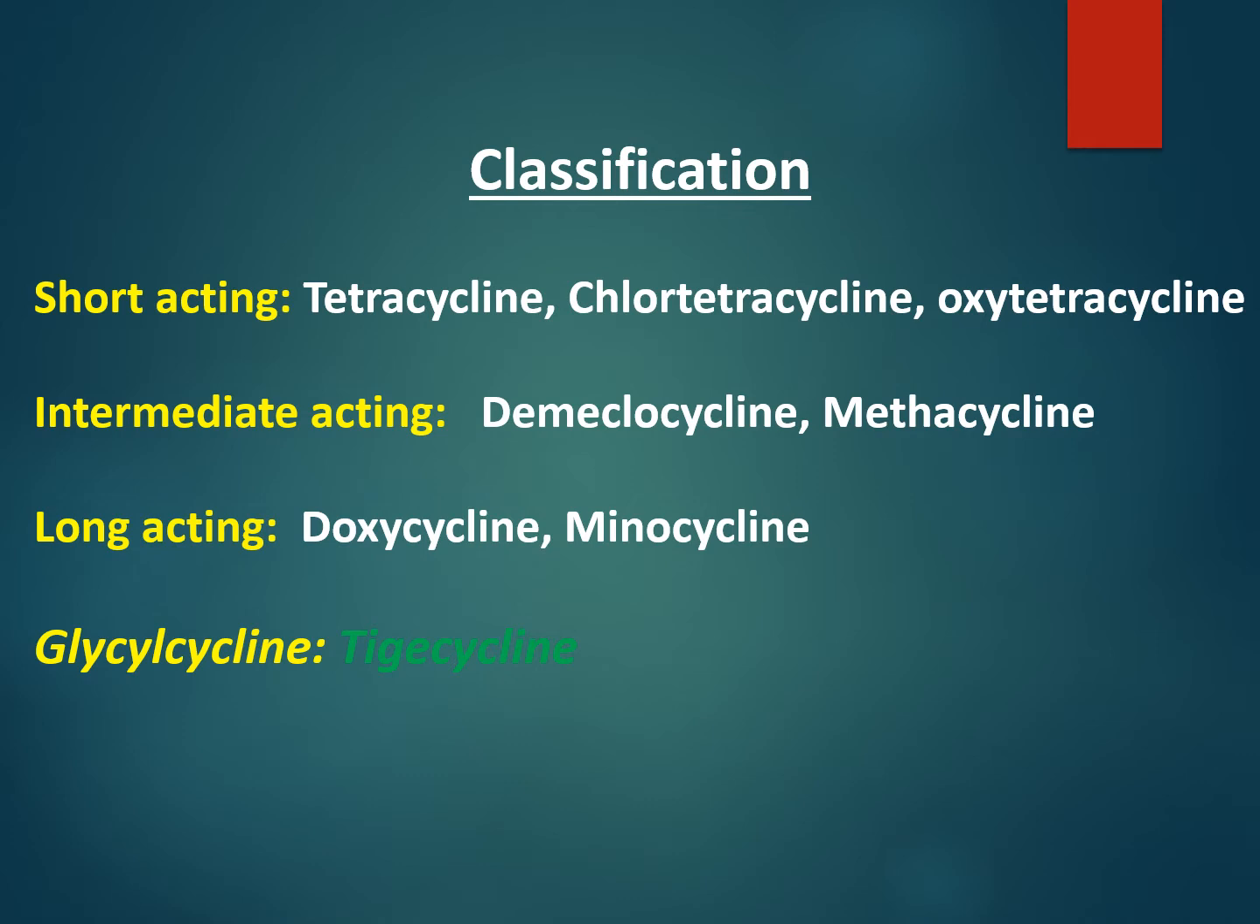that is called glycylcyclines. In short acting, we have tetracycline, chlortetracycline, and oxytetracycline. Intermediate acting, demeclocycline and methacycline. Long acting, doxycycline and minocycline. Just now I told you the newer tetracycline group that is called glycylcycline. Only one drug is there, that is tigecycline.